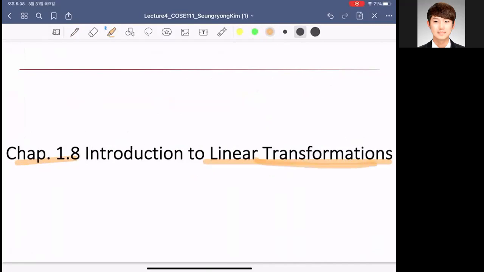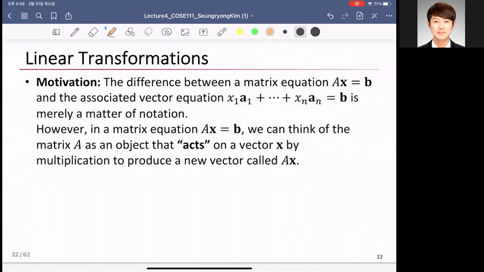So what is that? So the motivation is like this. We already discussed that matrixification Ax = b and vectorization x1a1 + ... + xnan = b was merely a matter of notation, right? So they are equivalent. However, in matrixification Ax = b, we can think of the matrix A as an object that acts on a vector x by multiplication to produce a new vector called Ax, right?